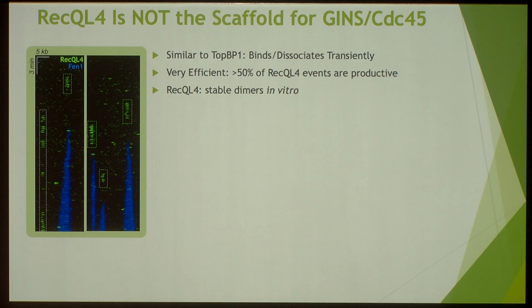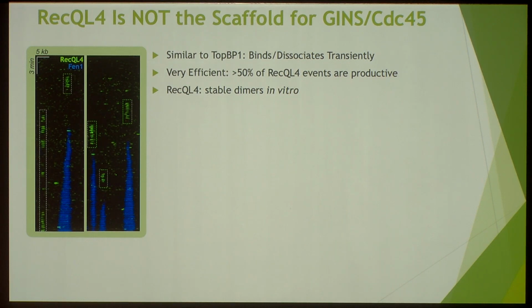Ricky did a similar series of experiments. The data is very similar, so you see transient binding of RECUL4 prior to origin firing. But unlike TOBP1, RECUL4 is very efficient. So most of the RECUL4 recruitment events are productive, more than half. And RECUL4 forms stable dimers in vitro, and we're very happy because this is very promising for a dimerization scaffold.